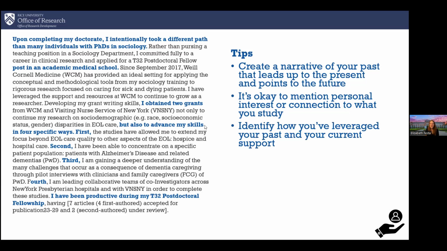You also want to focus on how you've leveraged your past experiences and your current support. So I really like the way that she did this in this paragraph. She mentions these 2 grants that she's had. She didn't just win them, but she used them to advance her skills in 4 specific ways. That may feel a little artificial to you, but I think that it presents extremely well. Even highlighting these words, first, second, third, fourth, advancing my skills in 4 specific ways, helps that paragraph to be skimmable. And that's something I'm going to talk about a little bit later as well.